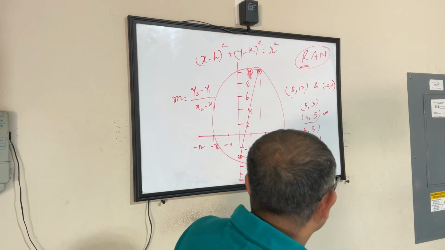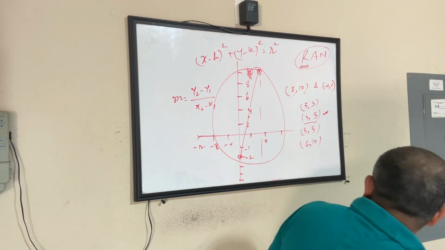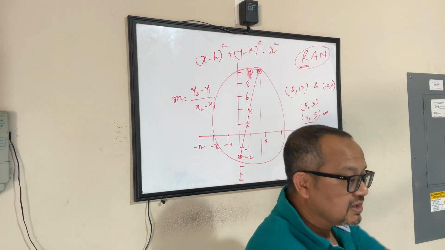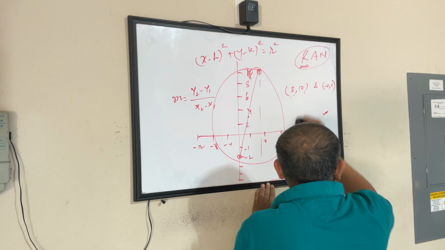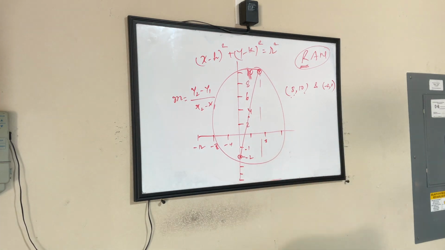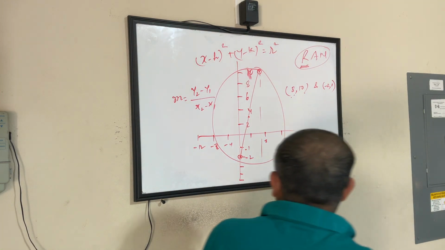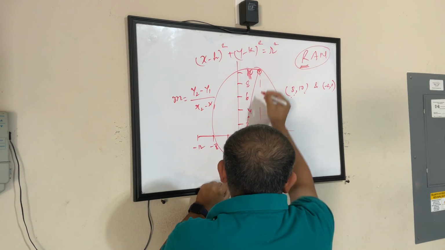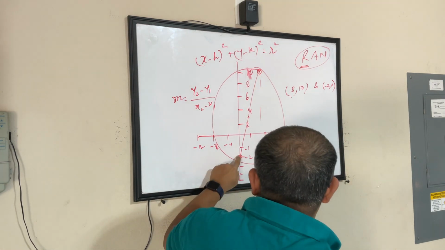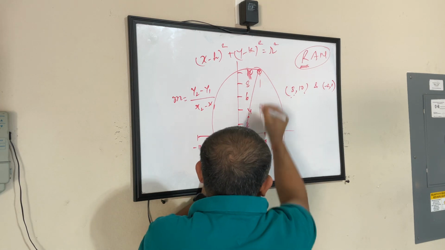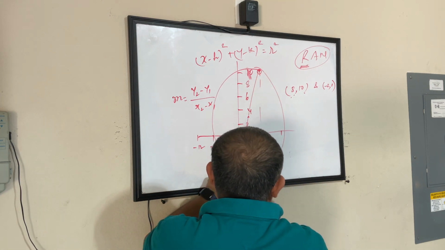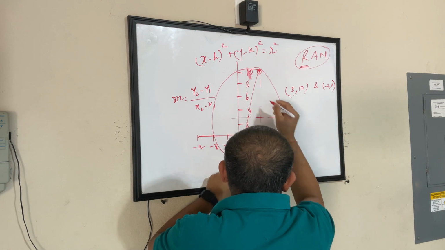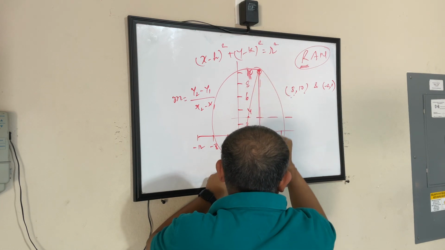Now, whenever you are given this situation where you have two endpoints of a diameter, a diameter is nothing but twice the radius. So if you visualize this, these are two endpoints given to us. Now let's say this is the center here. How do you find out the center?